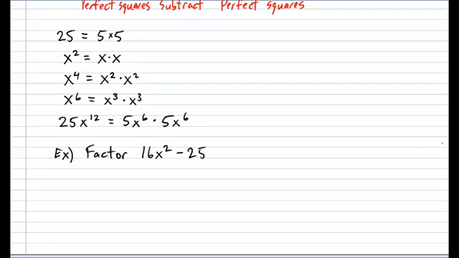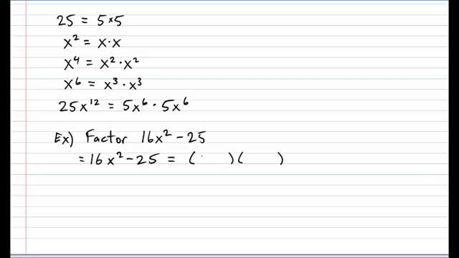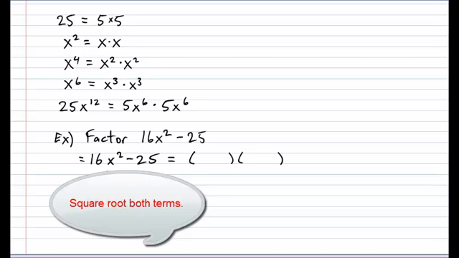Once you've established that the 16x squared minus 25 is in fact a difference of perfect squares, this is how the factoring technique works. 16x squared minus 25 equals, what I usually do is I set up my two brackets because I know it's going to be factored into two conjugates. And inside the brackets, all you have to do is this. Take the first term, the 16x squared, and square root it. So that gives you 4x. Put the 4x in both brackets.